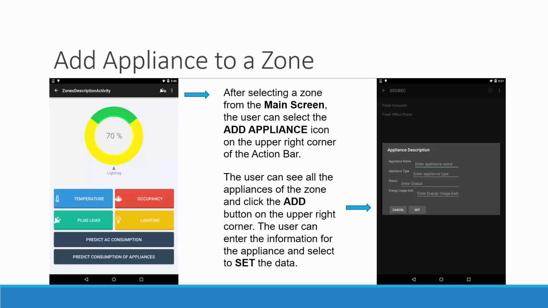Add appliance to a zone. After selecting a zone from the main screen, the user can select the Add Appliance icon on the upper right corner of the action bar. The user can see all the appliances of the zone and click the Add button on the upper right corner. The user can enter the information for the appliance and select to set the data.